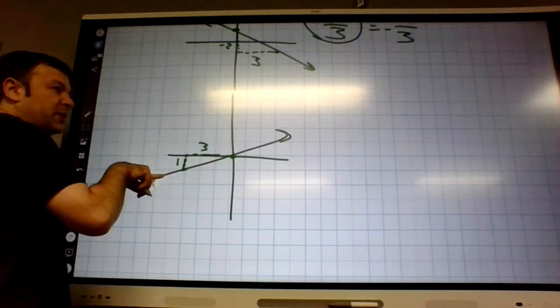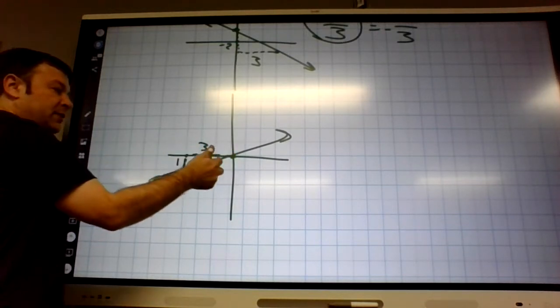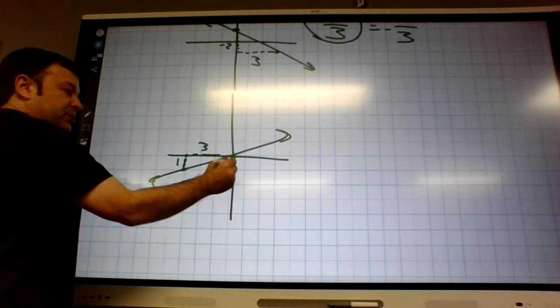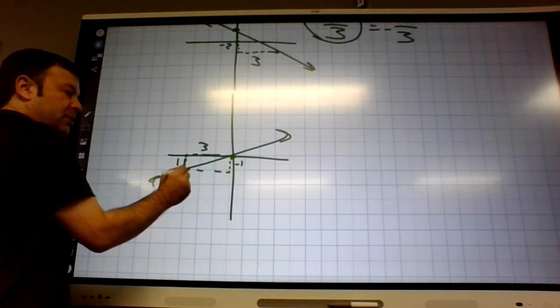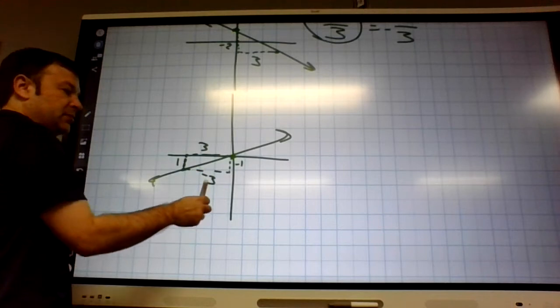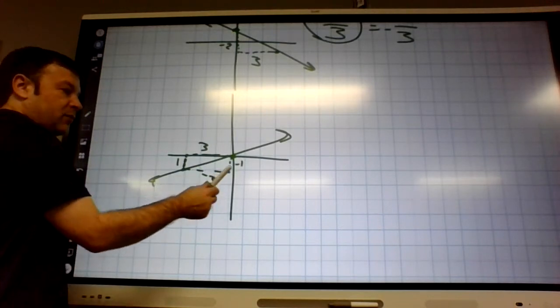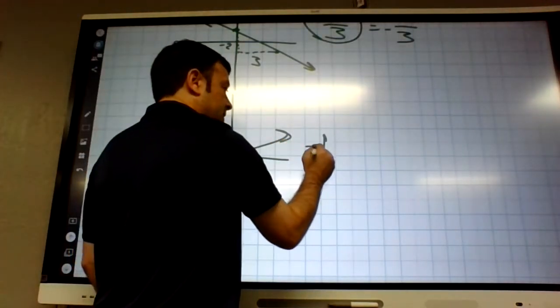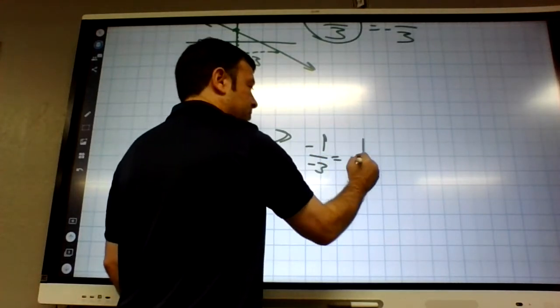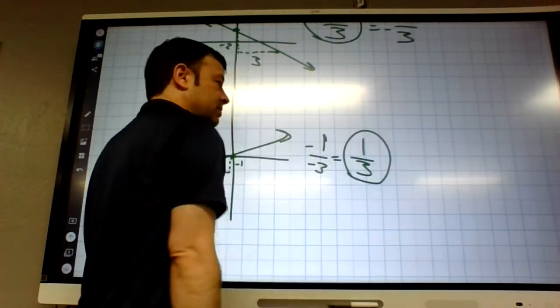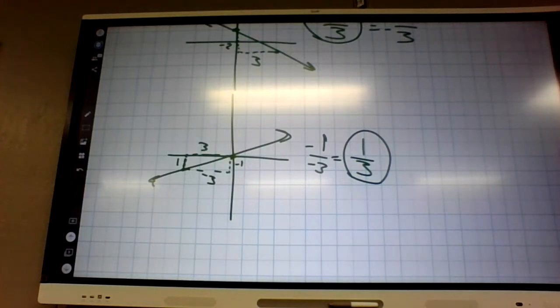I always think about it from left to right. You can go from right to left. The rise in that case would be -1 and the run would be -3. But that still is -1 over -3, which is still equal to +1/3. Negative divided by negative, either way, it's +1/3.